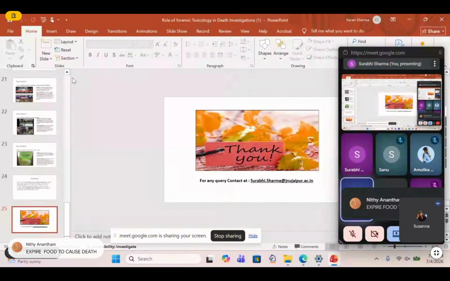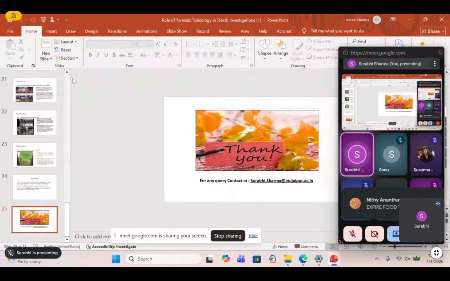Ma'am, I have a question. Expired food to cause death. Beta, expired food basically has the growth of organism or bacterial growth which cause death to a person.